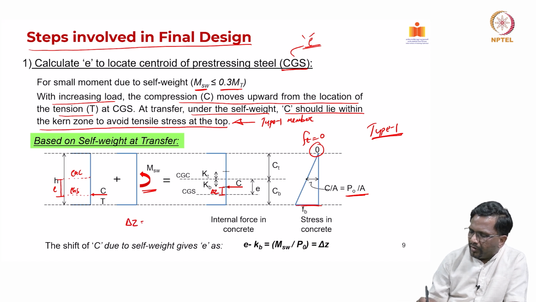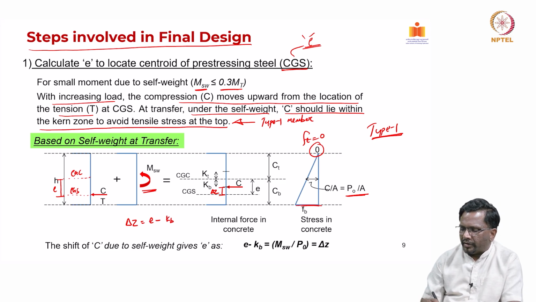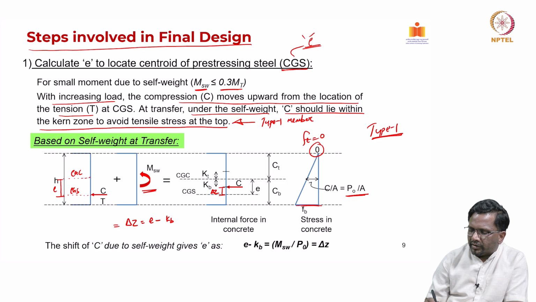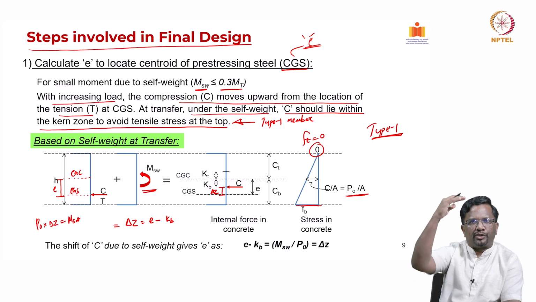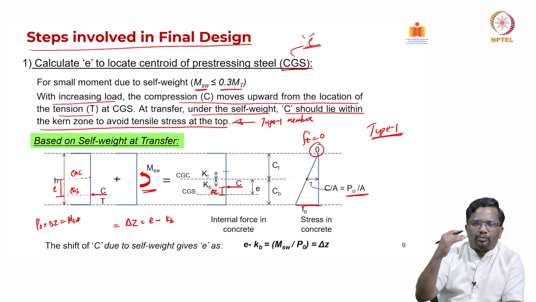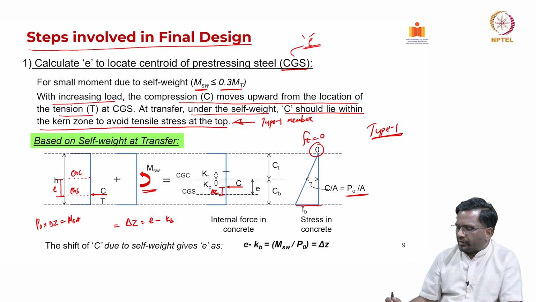If you look at it, delta Z is going to be equal to E minus KB. Now that delta Z is the moment of C. That means what moment it has created? P naught into delta Z should be equal to the self-weight moment, because the self-weight moment has pushed P naught or C by a distance of delta Z. So I can substitute for delta Z as self-weight moment by P naught, which is equal to delta Z.